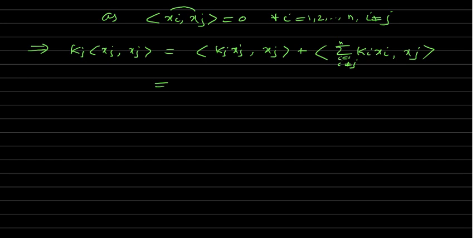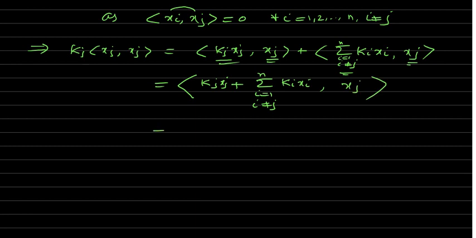And now you can add these things. This vector is fixed, so we can add the first two vectors. So this is k_g x_g plus summation i runs from 1 to n, i not equal to g, k_i x_i, then x_g. You can write this as summation i runs from 1 to n.